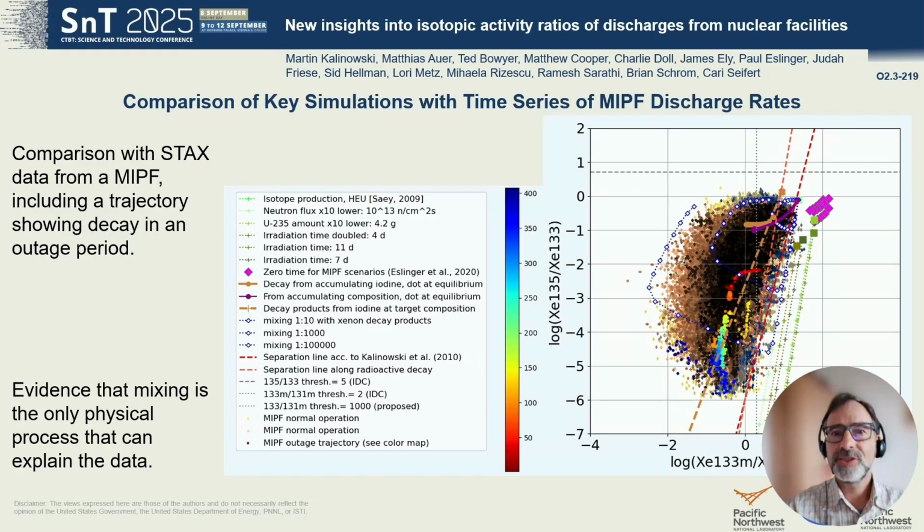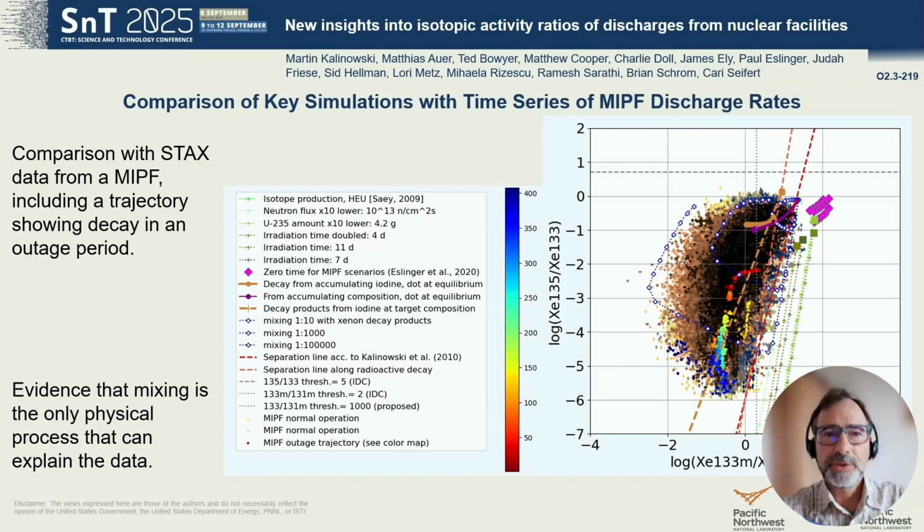And here you see on the 4-isotope plot a comparison of the key simulations with time series of MIP, medical isotope production facility, discharge rates. The colorful trajectory is for decay of discharges during the outage period.